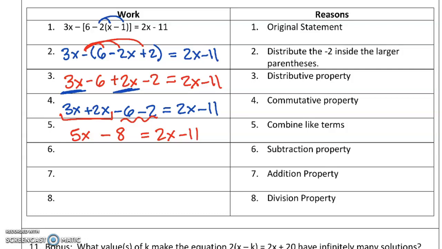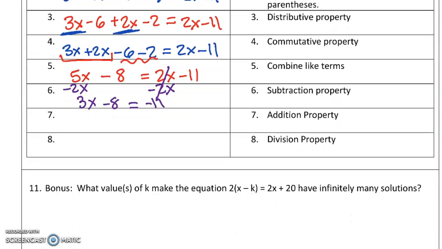It says, please use the subtraction property. I love to solve for my x's first. For me, I'm going to move that 2x, not the 5x, because it's smaller, it's easier to move. This gives me 3x minus 8 equals negative 11. It tells me to use the addition property. I am not going to add negative 11 to both sides. I am going to add 8 to both sides. The whole point is to get x by itself, so I've got to move the 8 away from that x. I end up with negative 3 here.